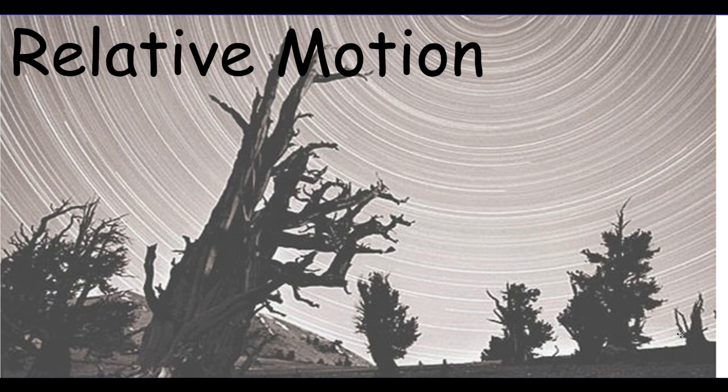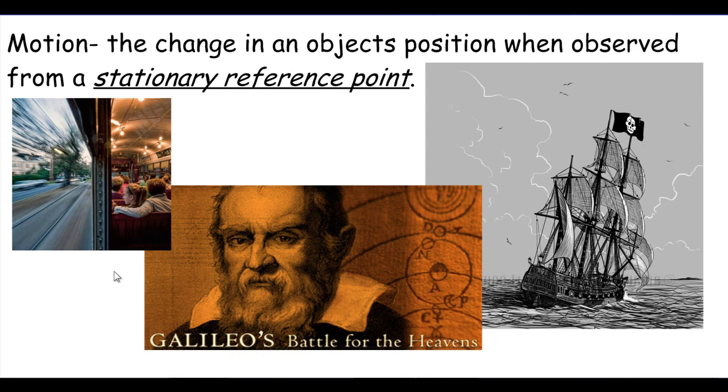Today we're going to talk about relative motion. Now, we define motion as the change in an object's position when observed from a stationary reference point. The reference point in this case is the key point that we want to look at. It's the main thing that we got to talk about, because we're going to start choosing our reference point to be different each time. Here I have some pictures.